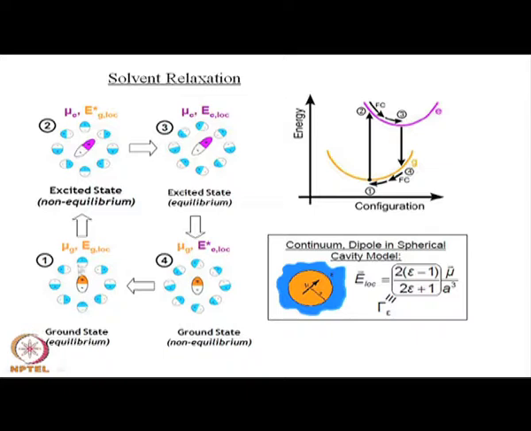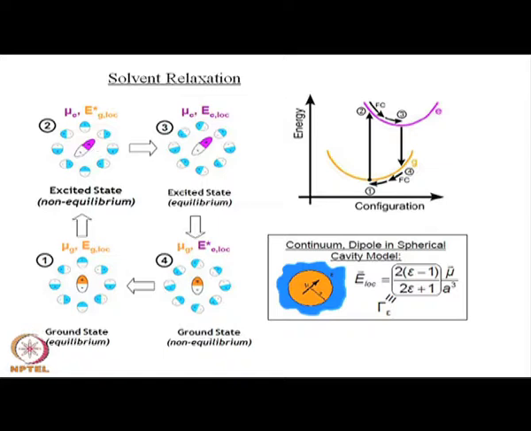So, the transition is denoted by a vertical line, that is, no change in nuclear coordinate. Therefore, the solvent molecules are still remaining like this, and you have this changed dipole over here. So it is a non-equilibrium situation, energetically higher, and the system will tend to minimize its energy.